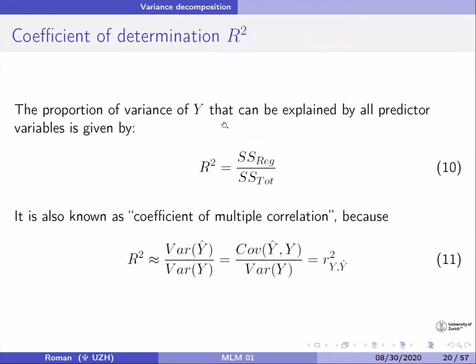The proportion of variance in y that can be explained by all predictor variables is simply the explained variance over all variance. R squared can also be known as the coefficient of multiple correlation, because simply we're looking at the relationship here, or the covariance, between the predicted values and the observed values divided by all of the variance in y. Both of these will result in the same value.